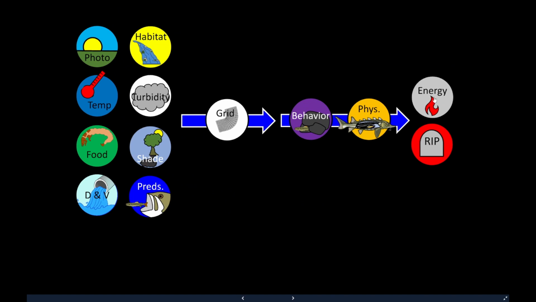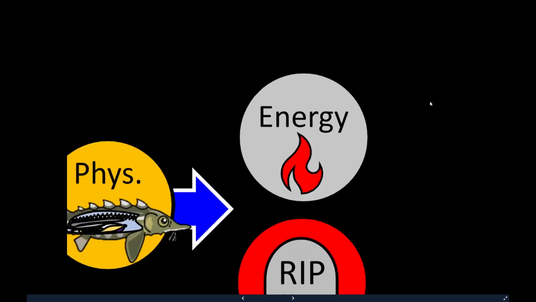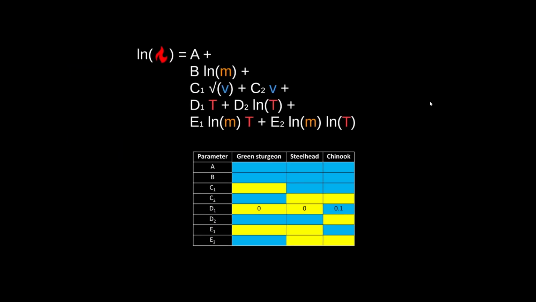Let's discuss energy here for a second. So part of the model being expandable is that we want to have different physiology of different fish be able to be used in the model without excluding other options for other types of physiology.